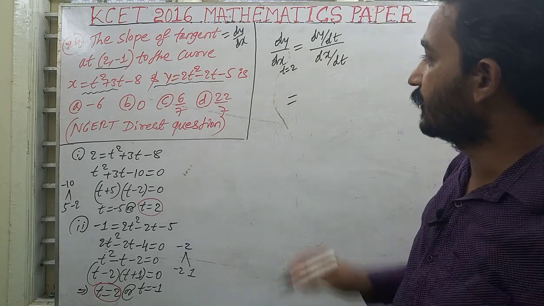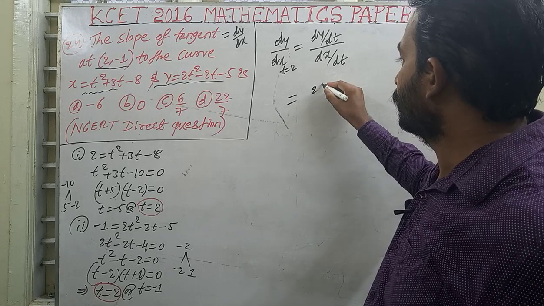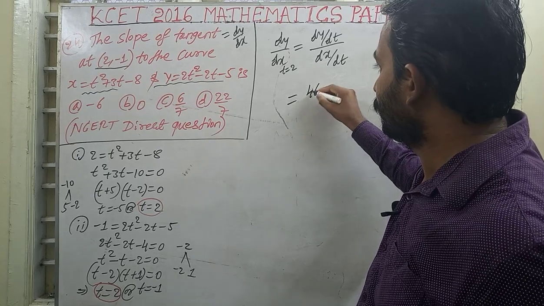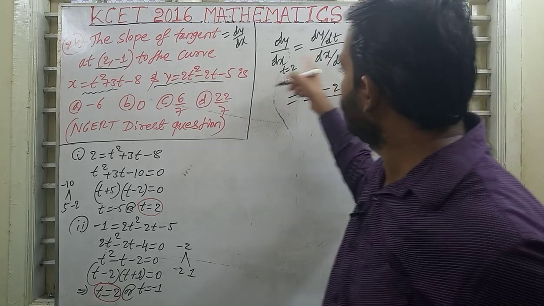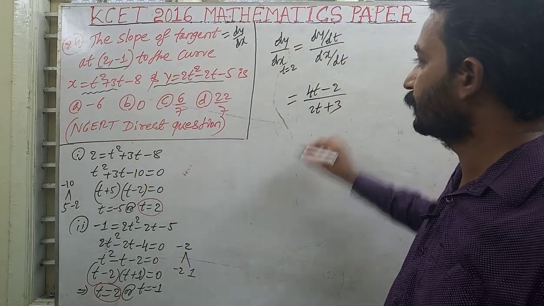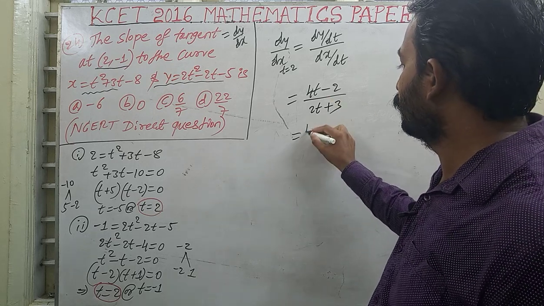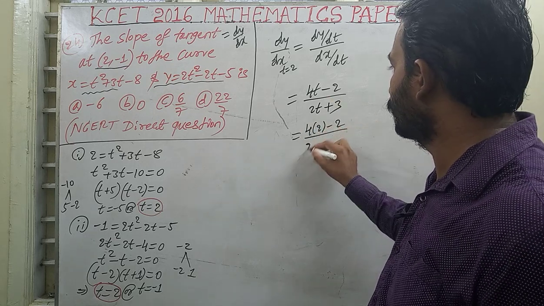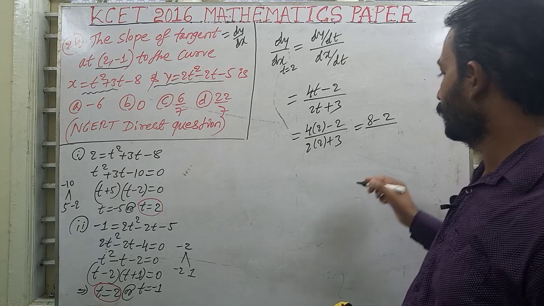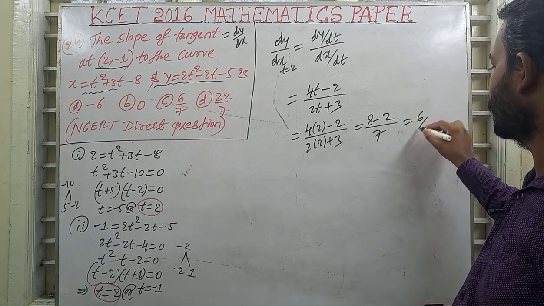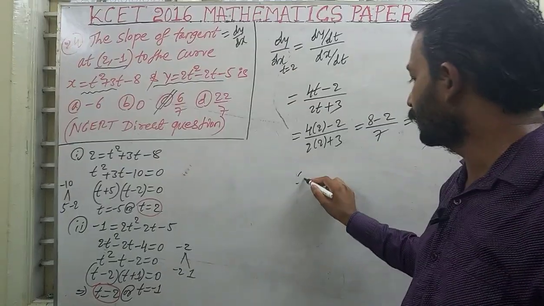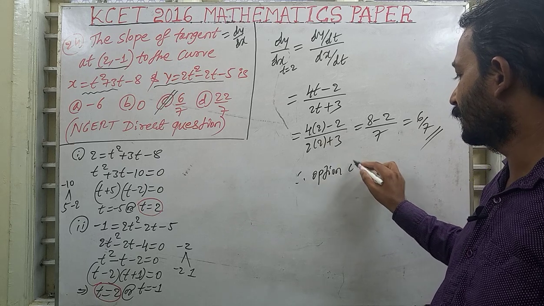Okay, so now dy by dt is: 2t square differentiated is 2 twos are 4t, minus 2, divided by dx by dt, which is 2t plus 3. Now substitute the t value: 4 into 2 minus 2, divided by 2 into 2 plus 3. That is 8 minus 2 divided by 4 plus 3, which is 7. So 6 by 7 is the answer. So option C is correct, in this case 6 by 7.